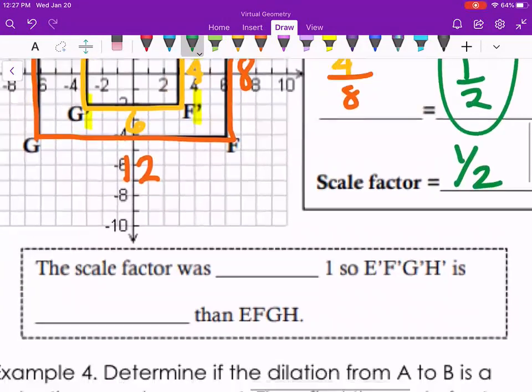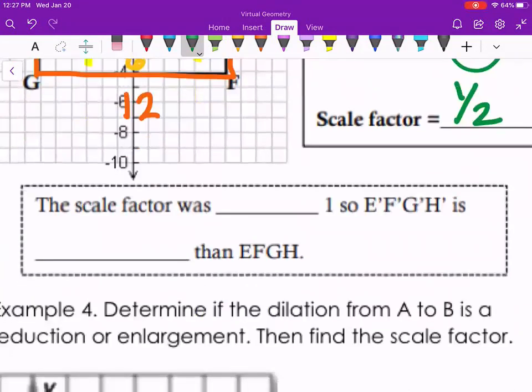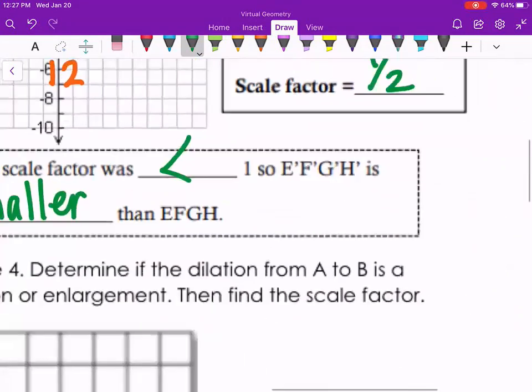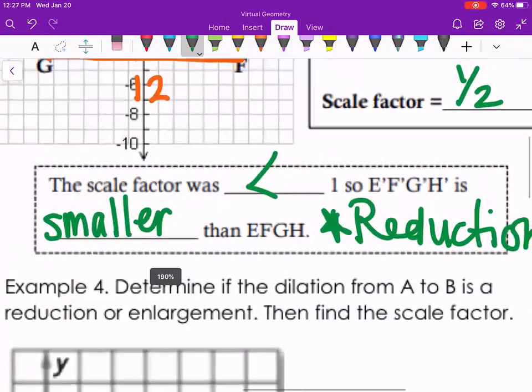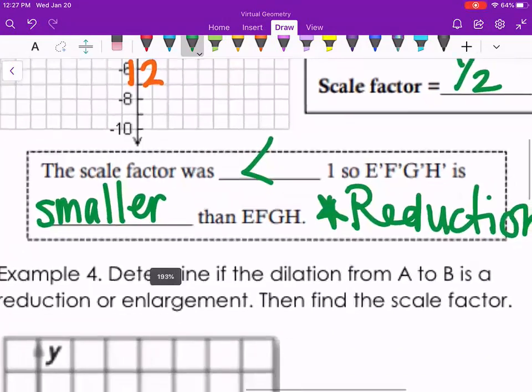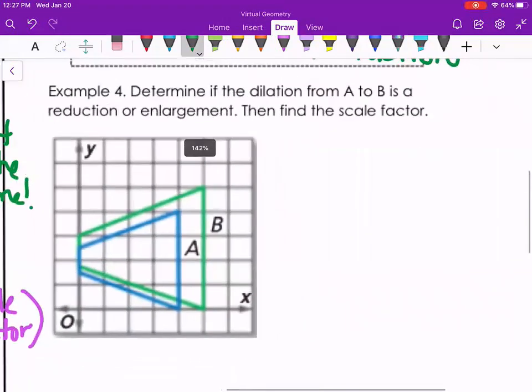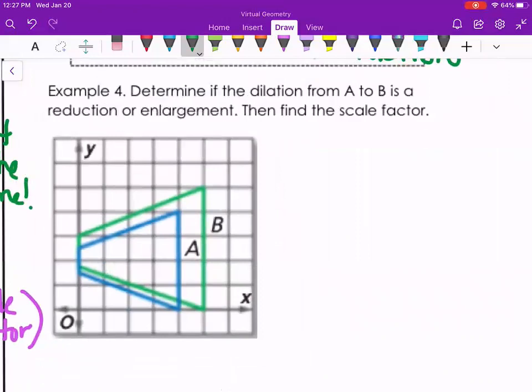All right, so let's answer this question below. The scale factor was less than 1, so E prime, F prime, G prime, H prime is smaller than E, F, G, H. And again, that's because it was a reduction. If that scale factor was bigger than 1, you would have your enlargement. All right, let's try example 4.